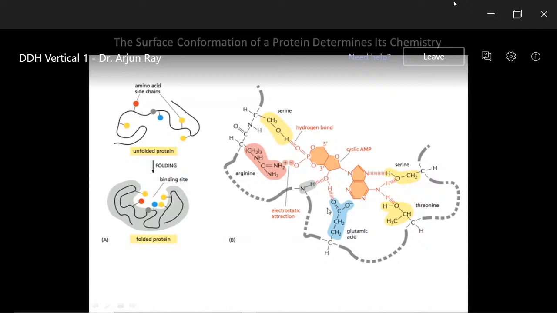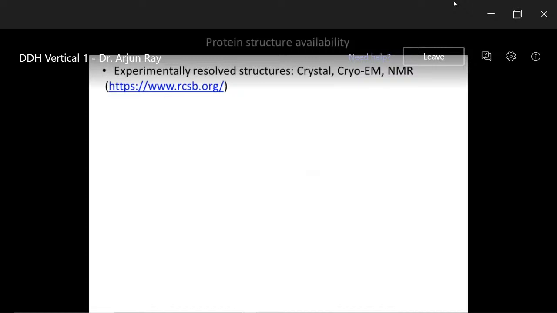So now, one obvious question in lieu of the hackathon is, where do you find these three-dimensional structures of your protein? The repository that hosts experimentally resolved 3D structures, which can include crystal structures, cryo-EM resolved structures, and NMR structures, is hosted on the RCSB site, whose link I have provided here. One can simply search and see if your protein of interest has been experimentally solved or not. It becomes tricky now if your protein structure is not available.